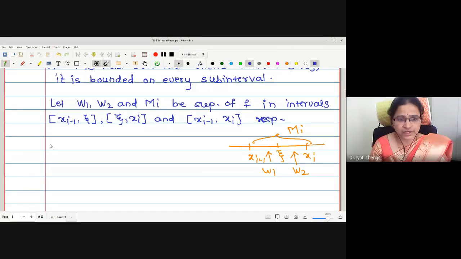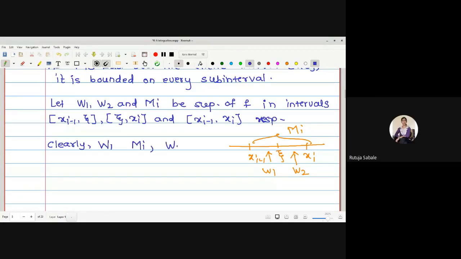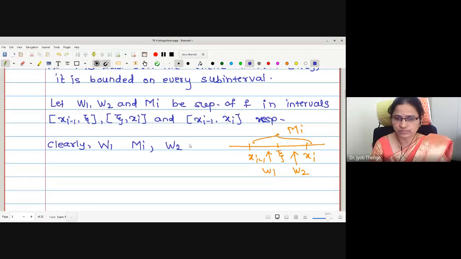Now, what is the relation between W1 and mi, W2 and mi? In the last lecture also we have discussed this. Less equal. Yes, it is less equal. W1 is less than or equal to mi, W2 is also less than or equal to mi.